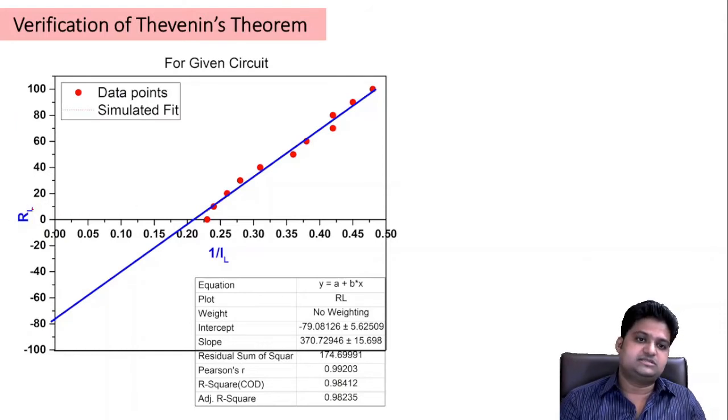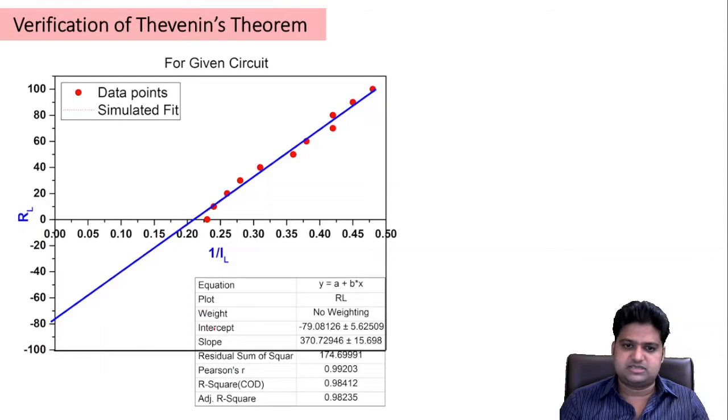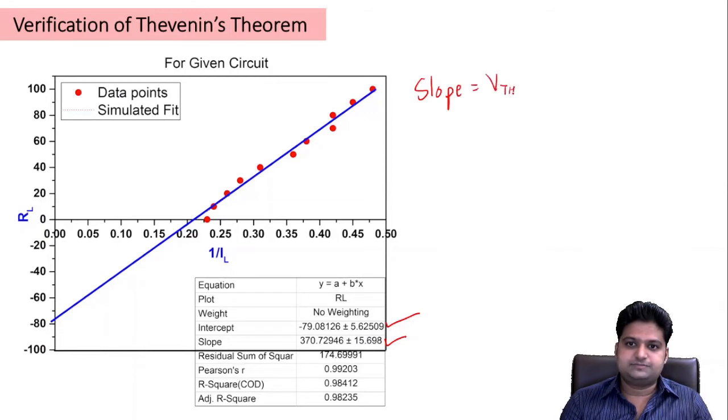So if you plot this data of the load resistance versus the inverse, 1 upon IL, then the graph would look something like this. Don't worry about what has come here. This is a computer generated graph. What you only have to worry about is this intercept and slope. Because the slope is your VTH, and the intercept that is here is your RL value.